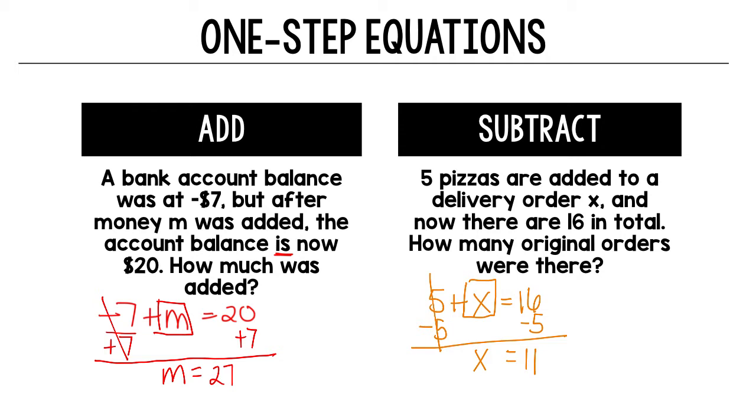If we were to care about units, which in word problems we do, M equals 27, that's $27. X equals 11, well, that 11 is pizzas.